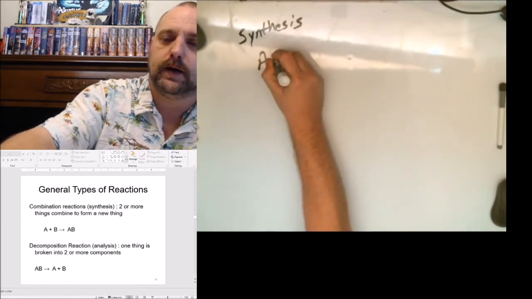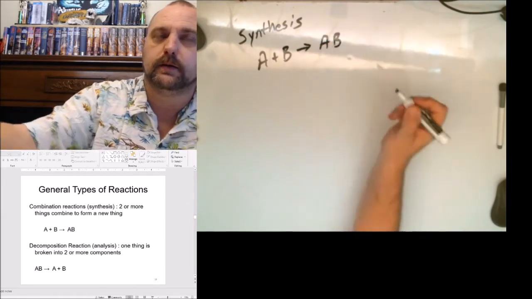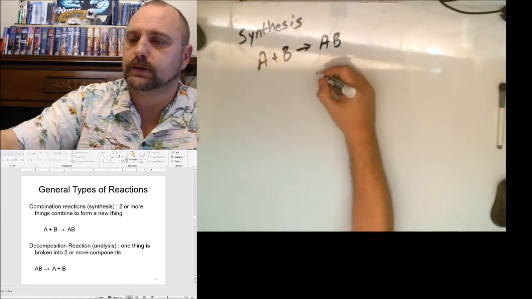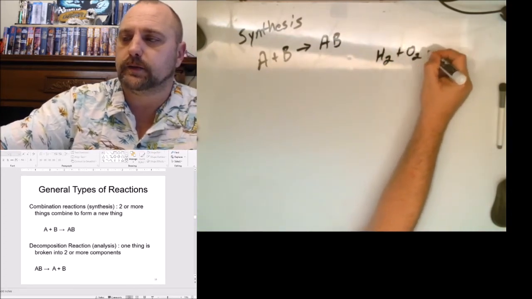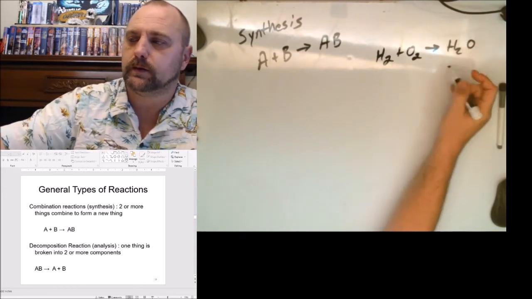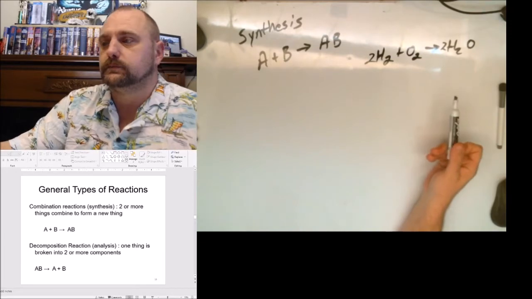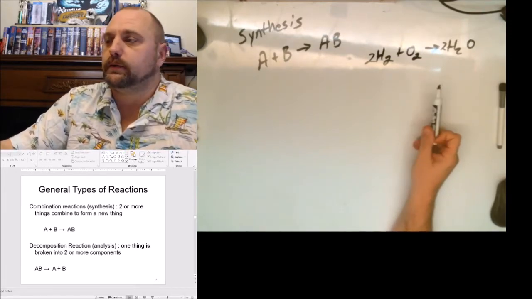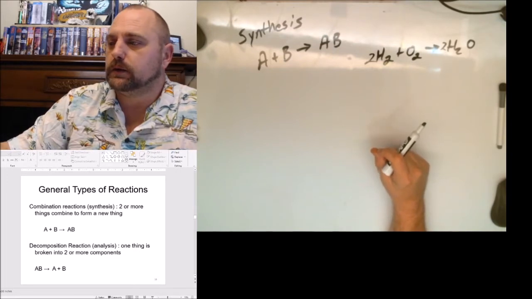And so these reaction types, then we had a combination or a synthesis, and we said that was A plus B goes to AB. So an example of this might be hydrogen gas plus oxygen gas goes to H2O. Not balanced. Let me go ahead and balance it real quick for you. There we go. So just making water. Easy enough.